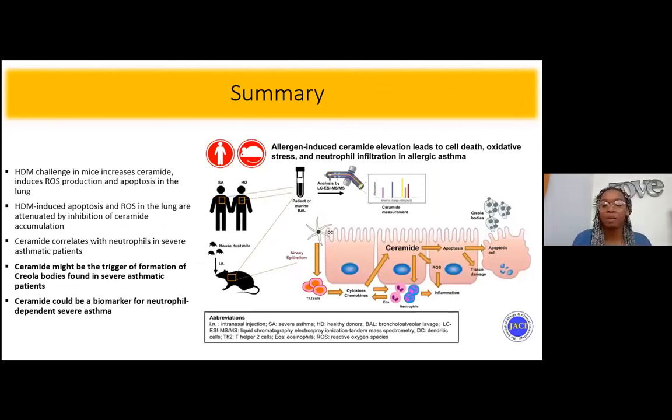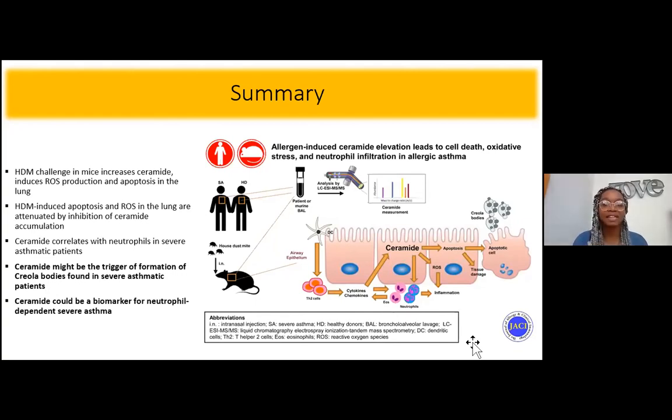So to conclude, my project showed that in both asthmatic patients and in our mouse allergen asthma models, ceramide levels are increased. An allergen challenge also increases levels of ROS and apoptosis, which are both dependent on ceramide. In severe asthmatic patients, we saw that there was a positive correlation between ceramide and neutrophils. And we also demonstrated in in vivo and in vitro models that ceramide induces neutrophilia and also neutrophil attachment to lung epithelial cells.